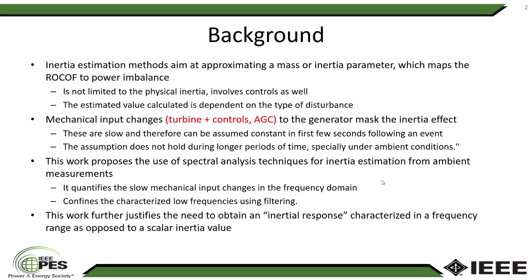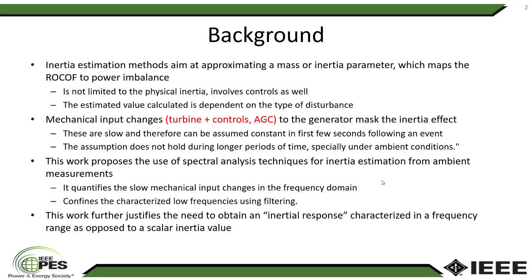And the reason is that the counterpart for slow mechanical input changes in event data is actually low frequencies in ambient data. So we'll see how the effect of mechanical input is always restricted to lower frequencies, and you can actually filter out the low frequency portion of your spectrum, and high frequency is purely what determines your inertia.